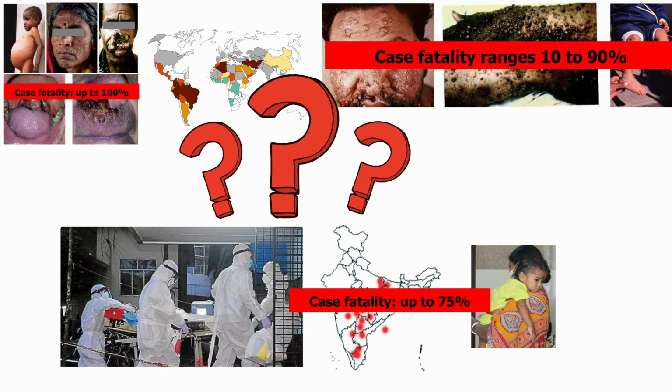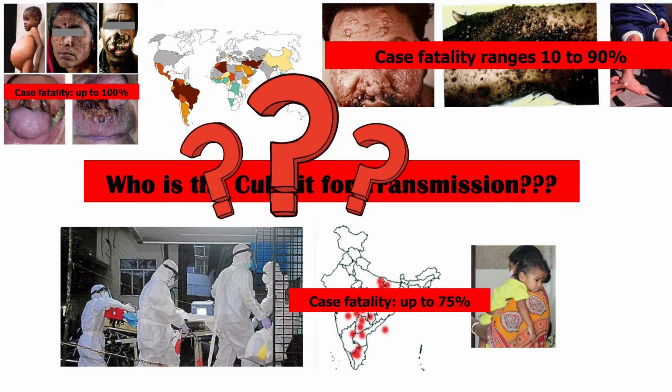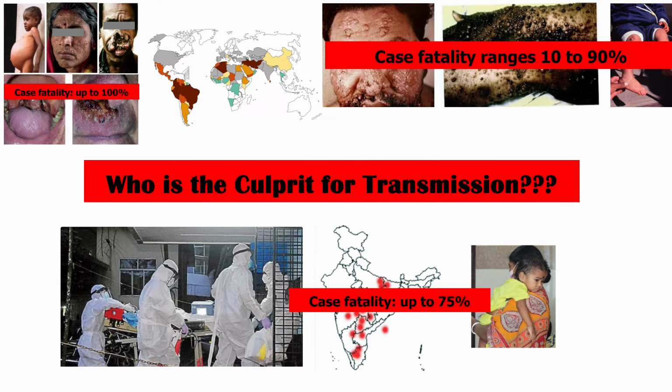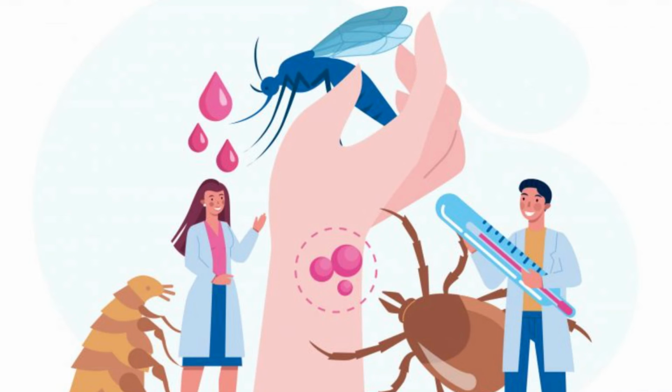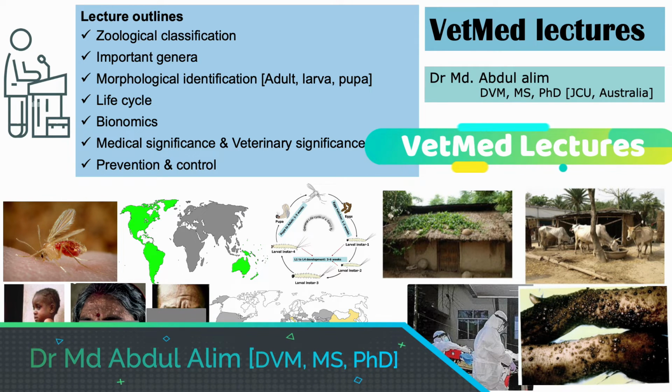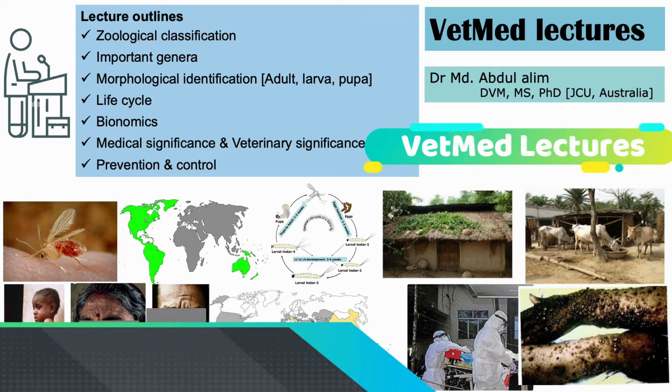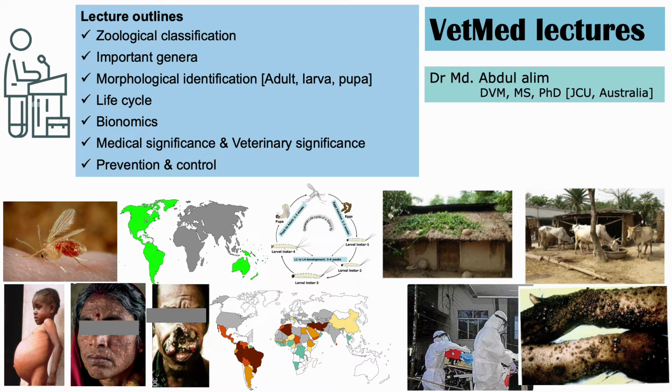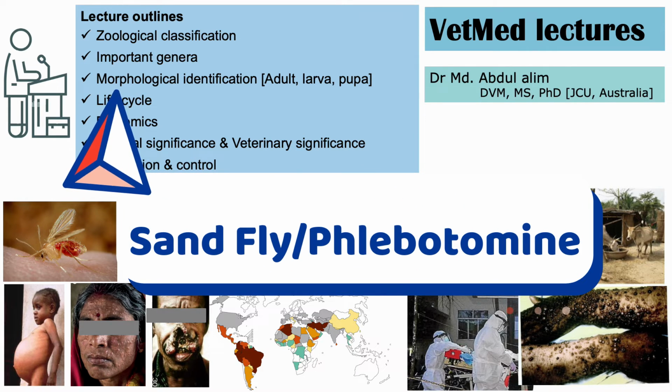So who is the culprit for the transmission of these deadly diseases from human to human or animal to human population? Yes, this lecture is about that culprit. I'm welcoming you all to another interesting video lecture on medical and veterinary entomology. In this lecture, I'm going to discuss a very important vector of different diseases, that is sandfly or phlebotomine.